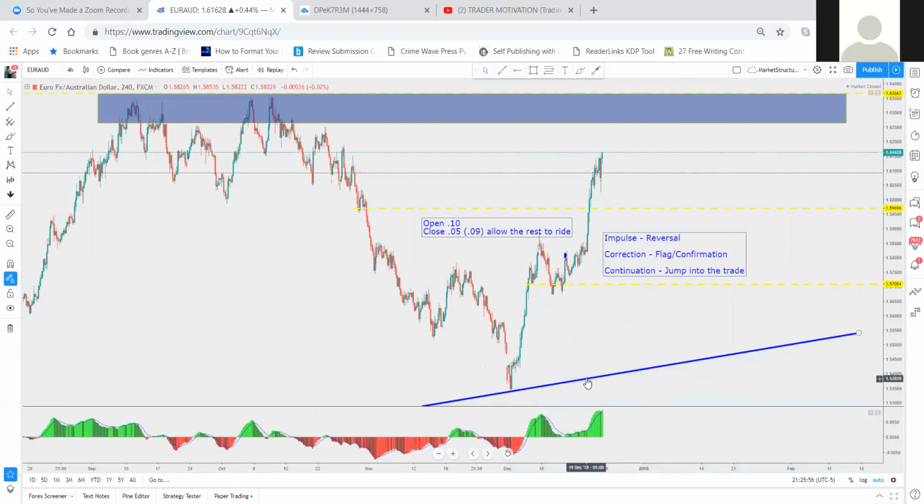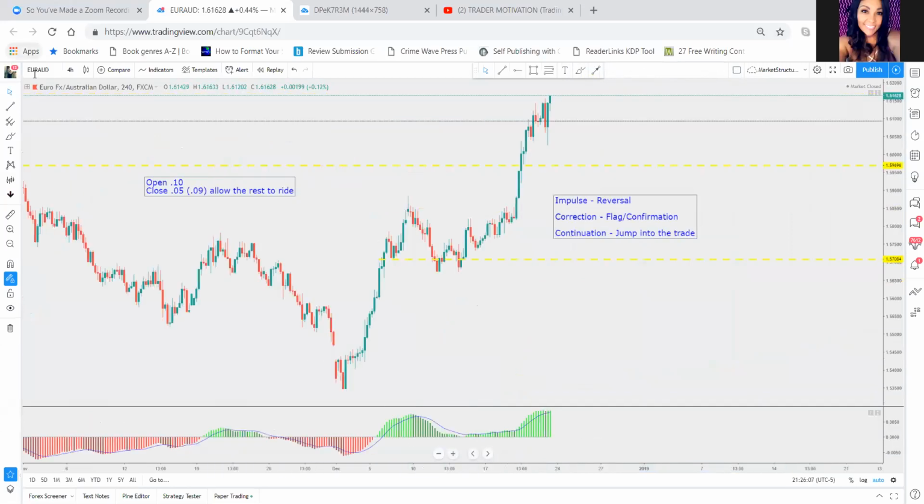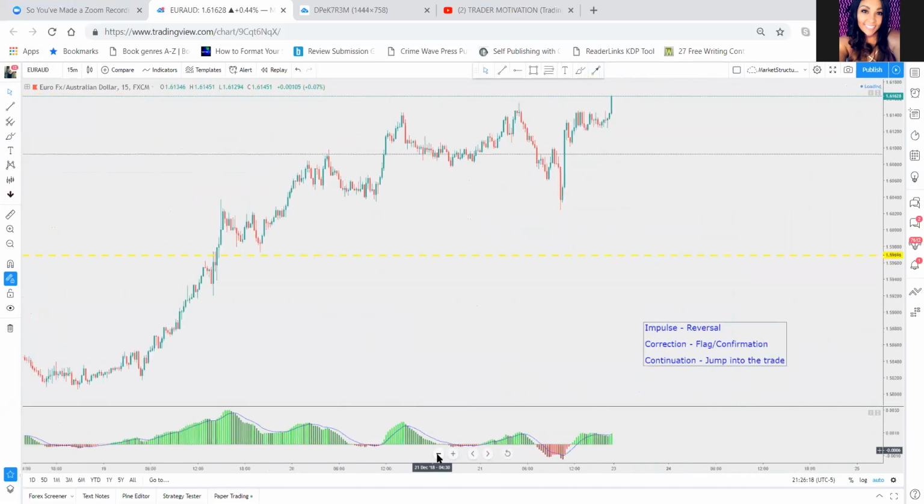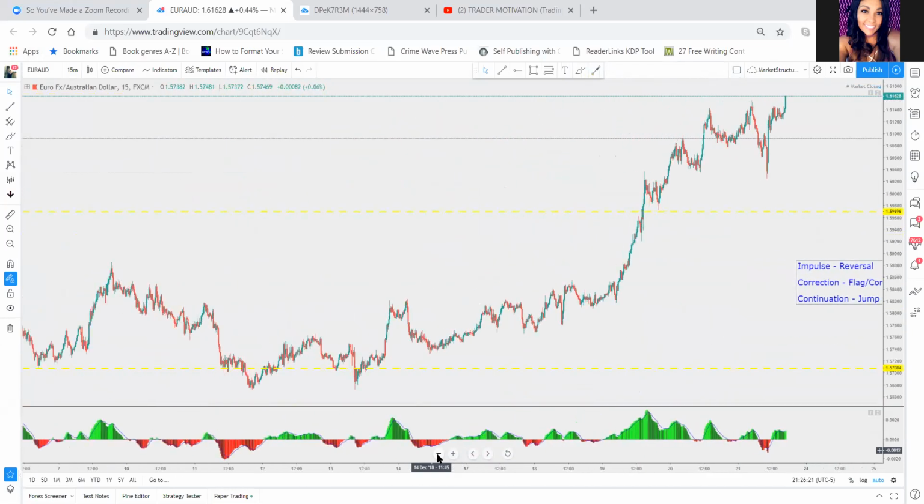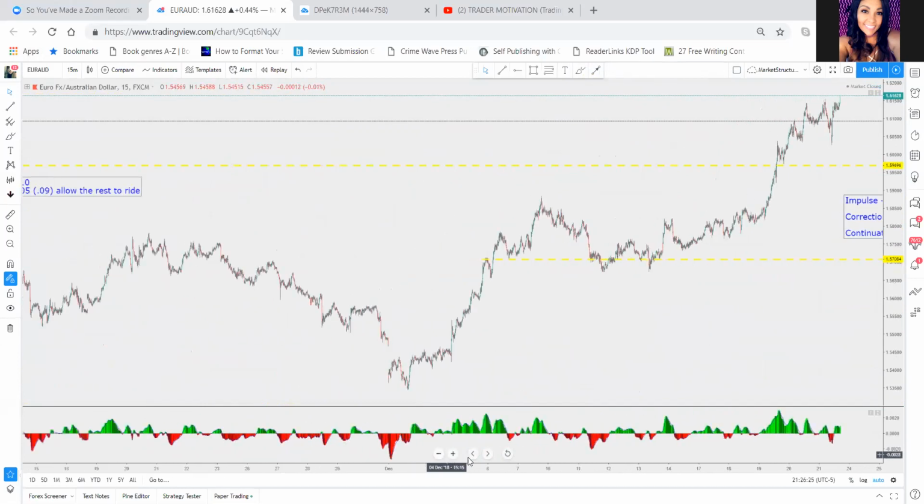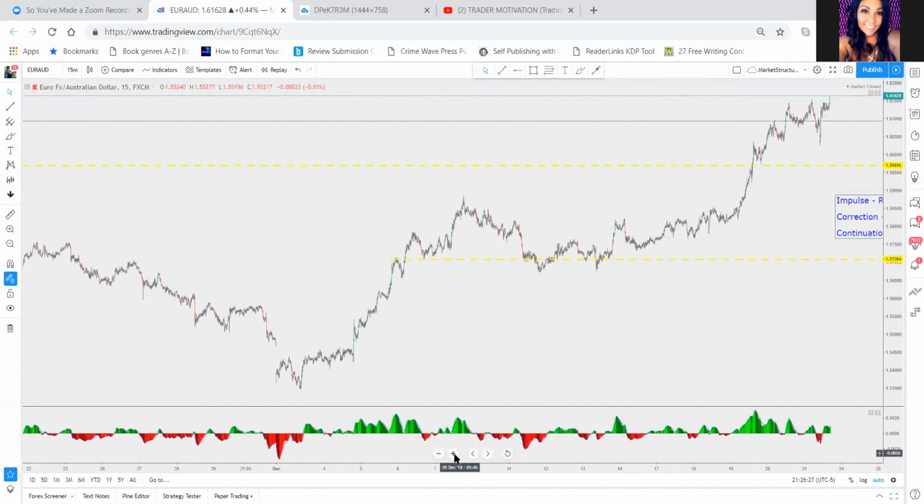Yes, you did. And the one that says correction flag/confirmation, is that what the consolidation was? Is that always consolidation, or is it just a consolidation in this example? Considered a pullback. If you look on the 15 minutes, this is continuation, correction, continuation, then you had a deeper pullback. Usually you have one or two good pushes and then you have a deep pullback. And each pair moves differently. When you start marking them up, you will see that. They all have different personalities.